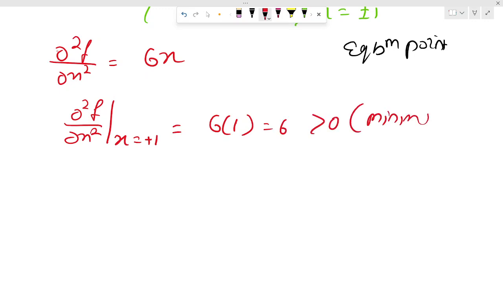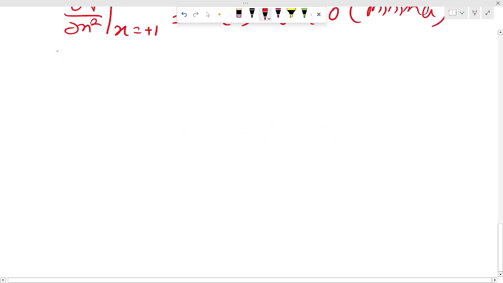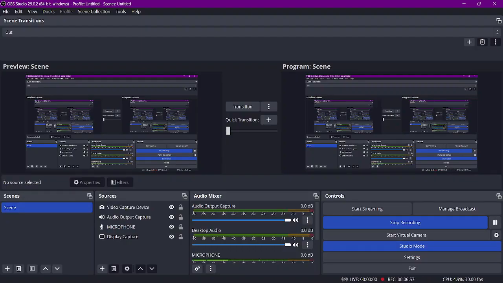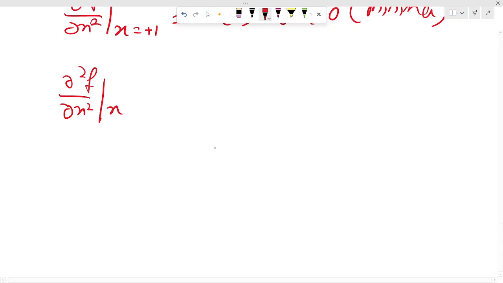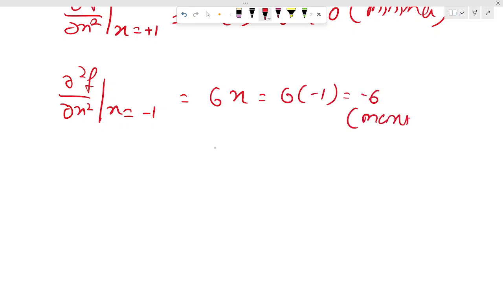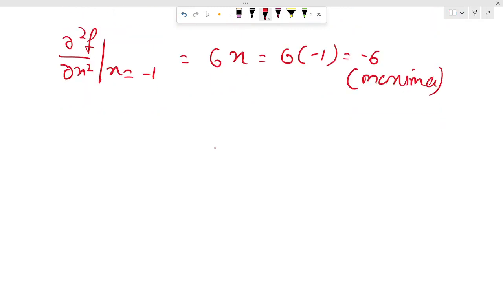which is greater than 0, so it is a minima. If I calculate del square f by del x square at x equal to minus 1, it becomes 6 into minus 1, which is minus 6, which is negative, so it is the maxima point. Okay, do you get it? Yes. This one is a question.